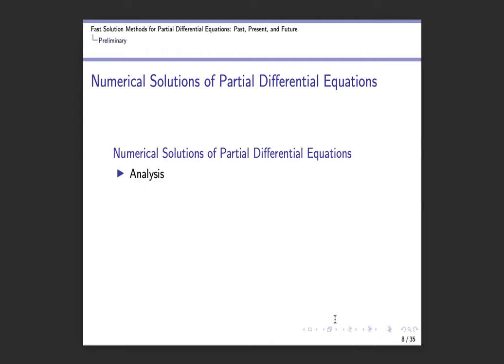And finally, we analyze the solution. The first thing we usually consider is this question: how accurate is the solution? Usually we have this kind of error estimate. The difference between the true solution and the finite element solution is bounded by some constant times the mesh size h to some power p.